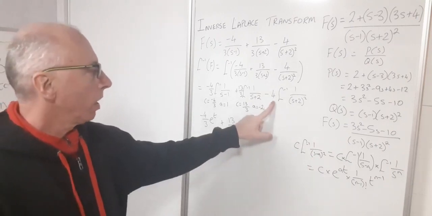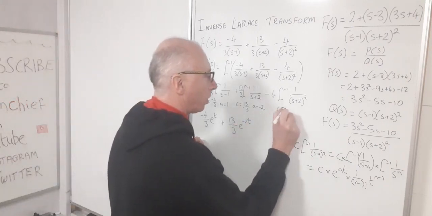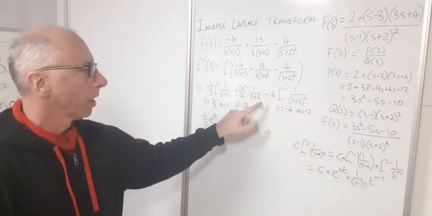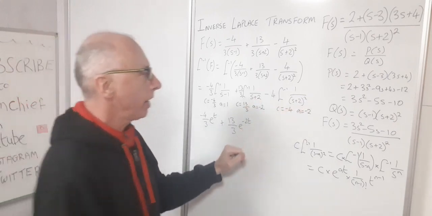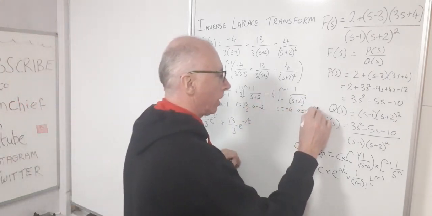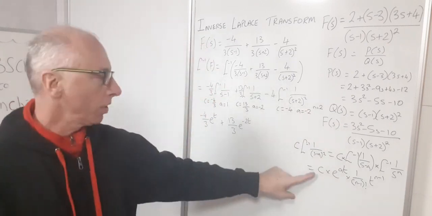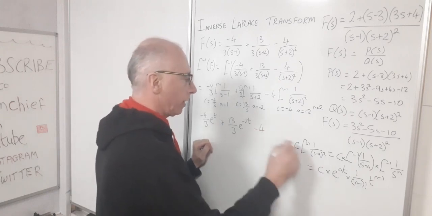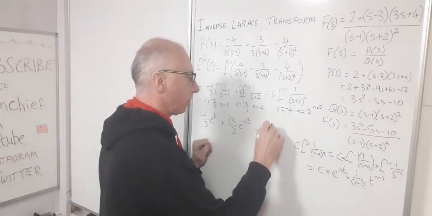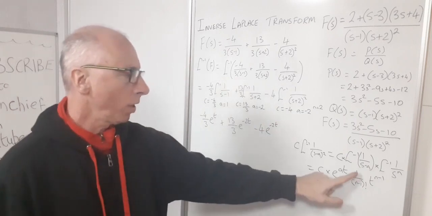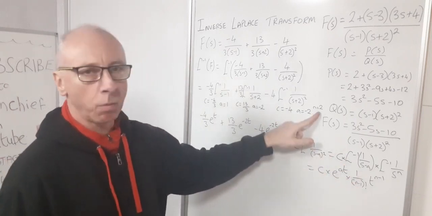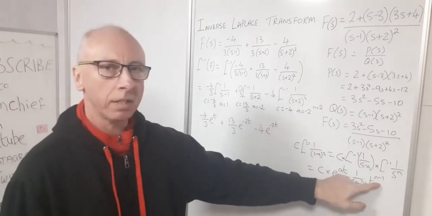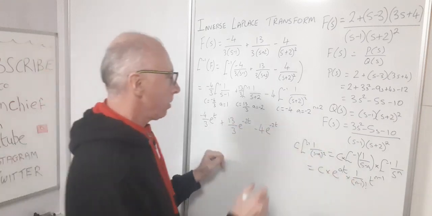So looking at this one, our c is minus 4, a equals minus 2, same as for this one. But now we've got an n here. So n equals 2. So now our general result will be c, so that's minus 4, e to the at, so that's e to the minus 2t, and then 1 over (n - 1) factorial, so that's 1 over 1 factorial, which is just 1, so we can just leave that constant as it is. And then we need t to the n minus 1, so now we're just left with a t.